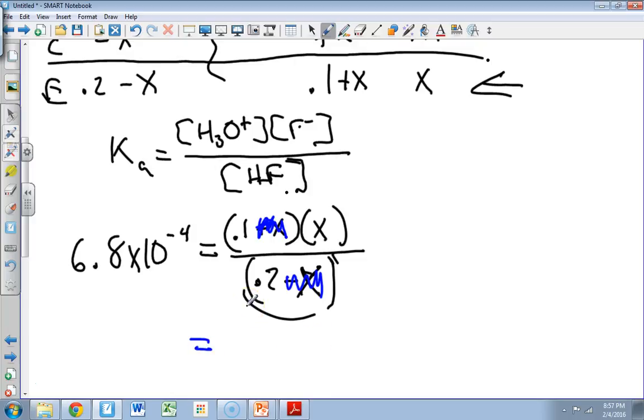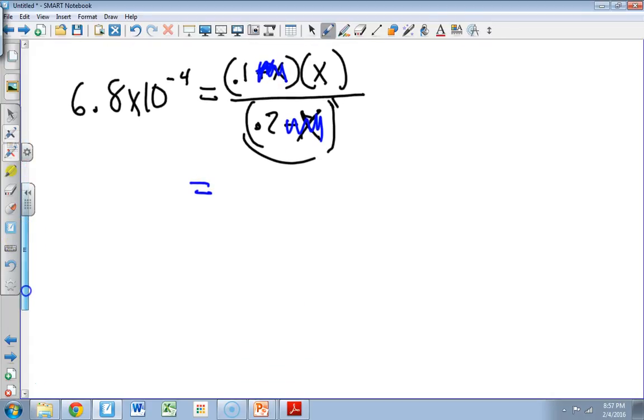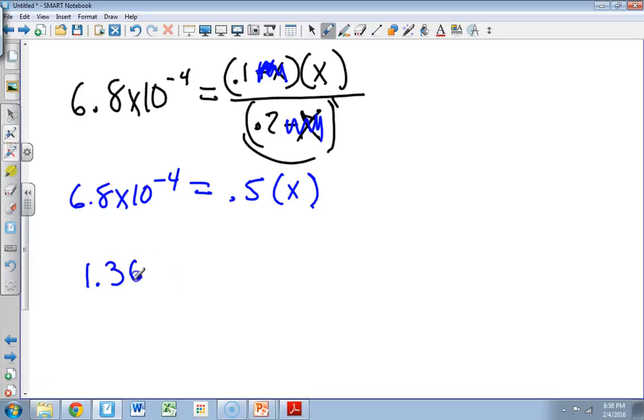Now at this point, we've done all the math, and we can solve for x. So 0.1 over 0.2 is a half. I'm going to show you that having math skills can help. 0.5x equals 6.8 times 10 to the minus 4. So a half, we're going to multiply by 2, and so that's going to be 1.36 times 10 to the minus 3 equals x.